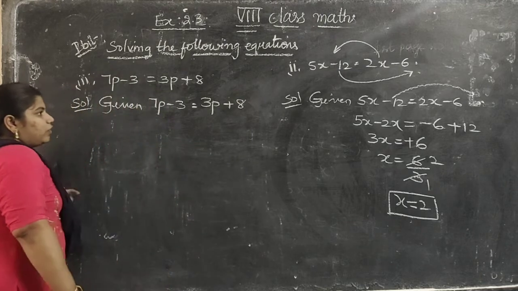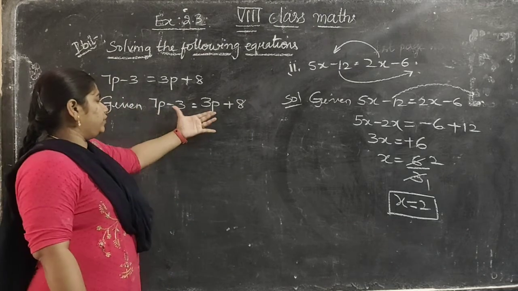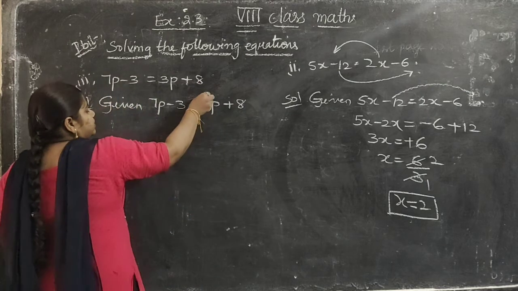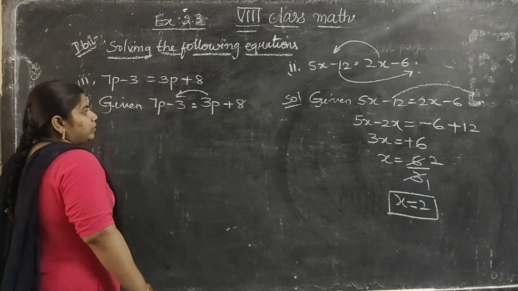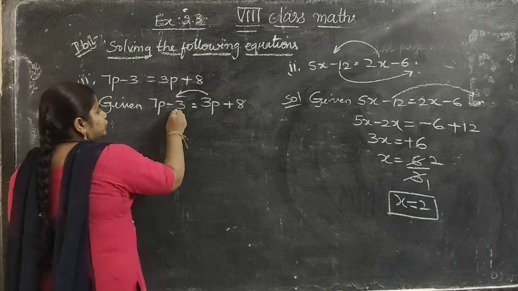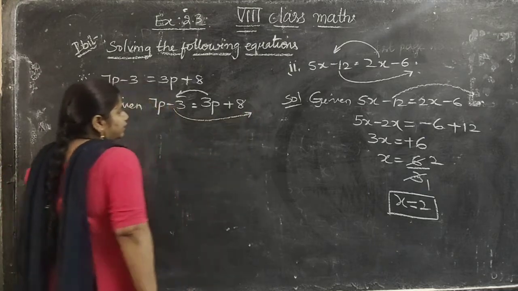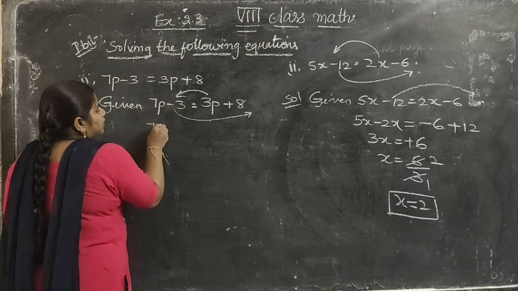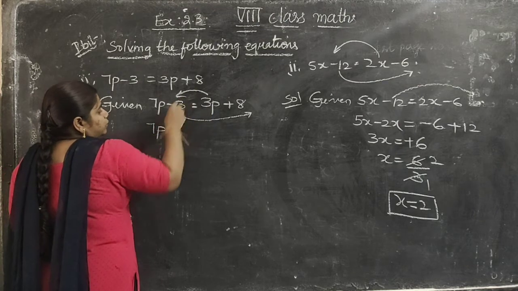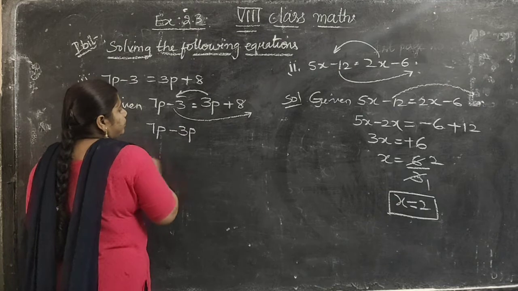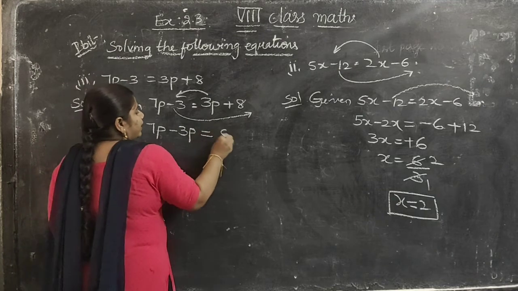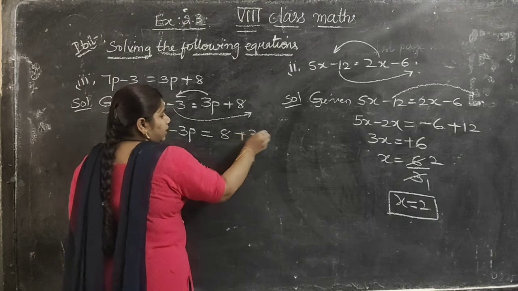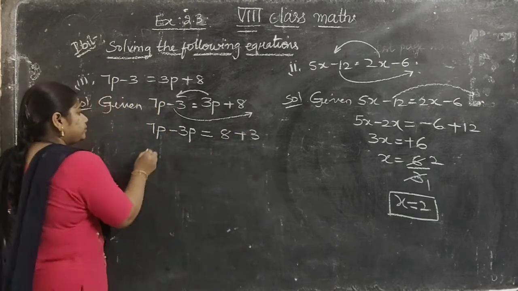In the same way how we did the previous problem, send all the variables to one side and all the constants to the other side. So transpose this 3p to the LHS part, that will be minus 3p, and transpose this minus 3 to the RHS part, that will be plus 3. So 7p minus 3p is equal to 8 plus 3.